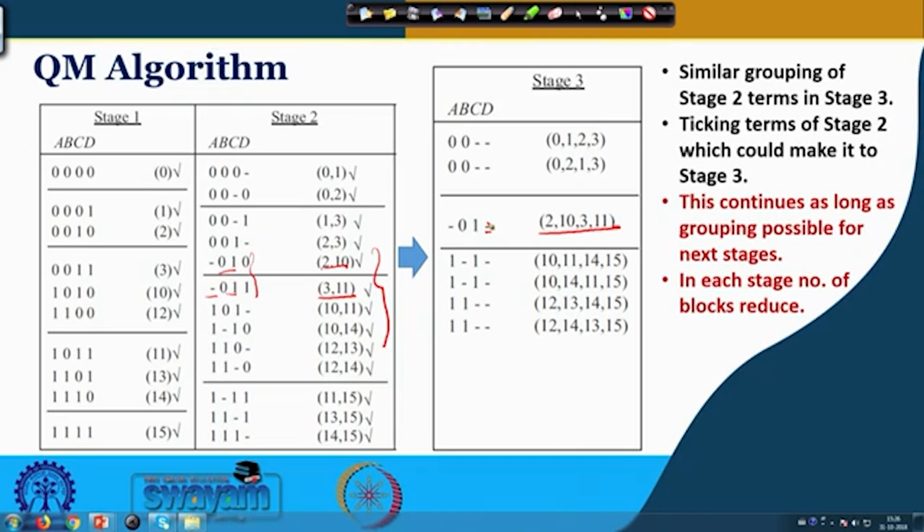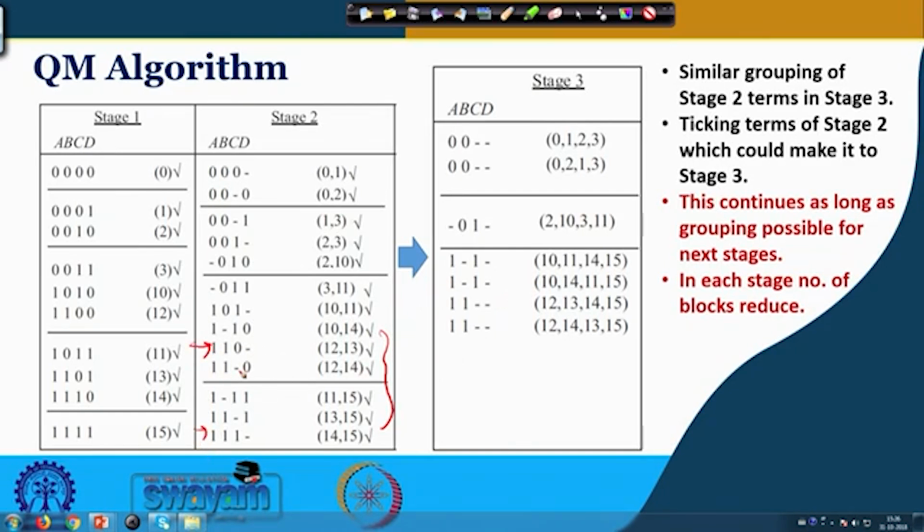Okay. And finally, between these two blocks, these are the different possibilities. If we examine them the same way, we shall get 10 11 14 15 and 12 13 14 15, and the corresponding terms are these. Okay. So, 12, 13, 14, 15, if you just take an example say here and 14.